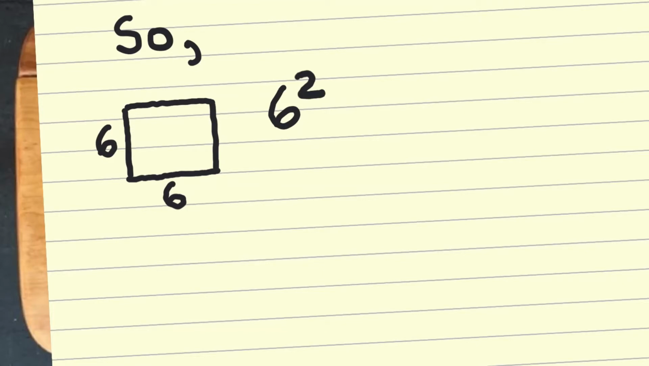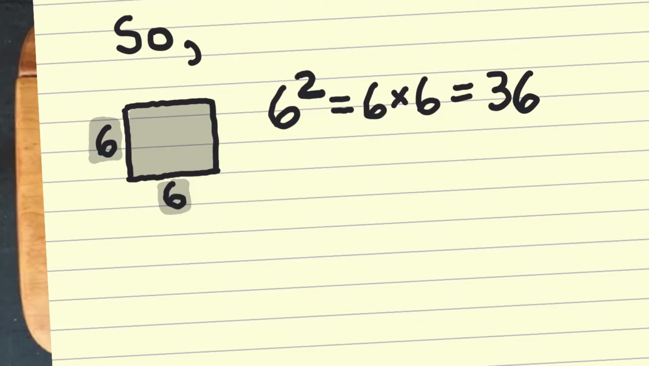So, to summarize, if you have a side of 6 and you square it, 6 squared is 2 sixes being multiplied together, which is equal to the length of 6 times the width of 6, which is equal to the area of the square. So 6 squared equals 6 times 6. That's 36. And that's the area of a square with side 6.